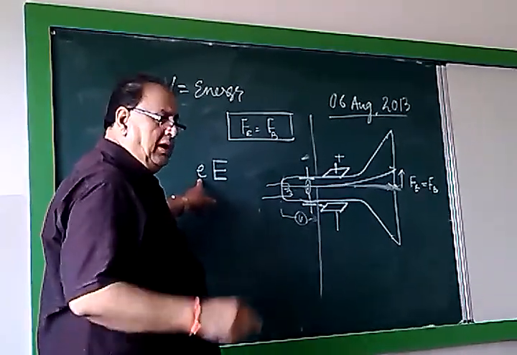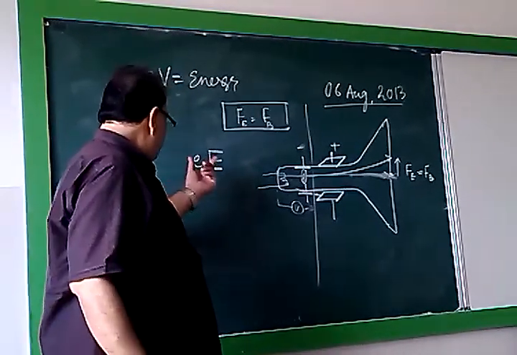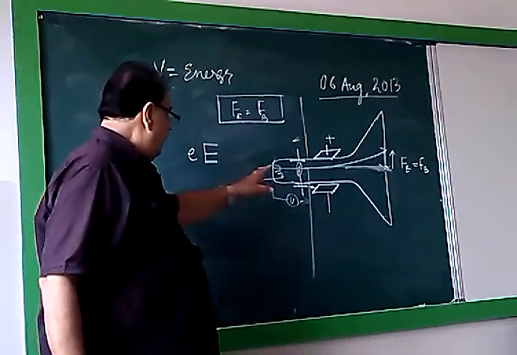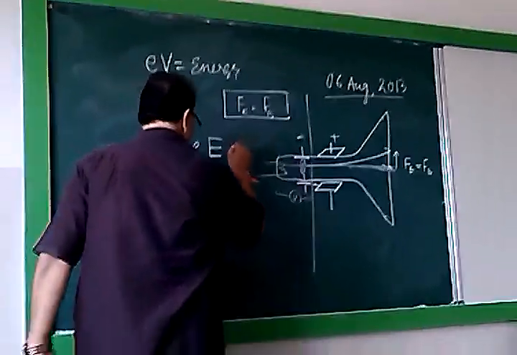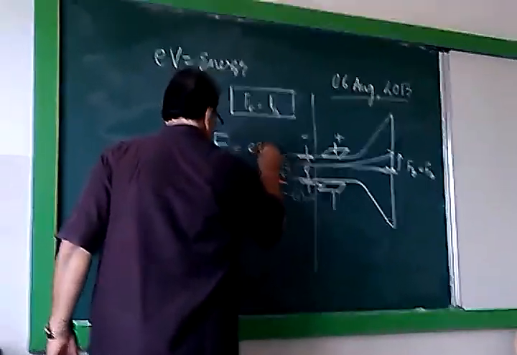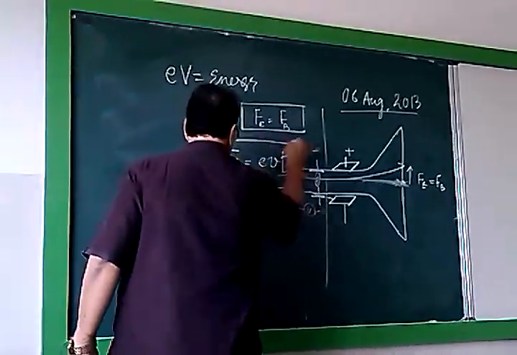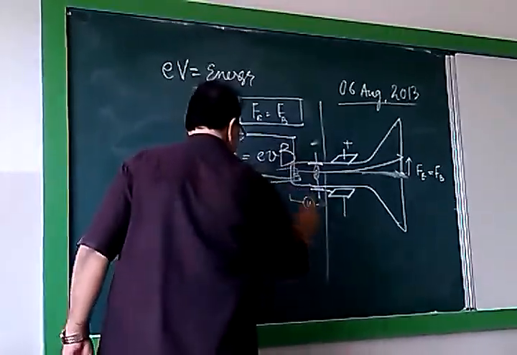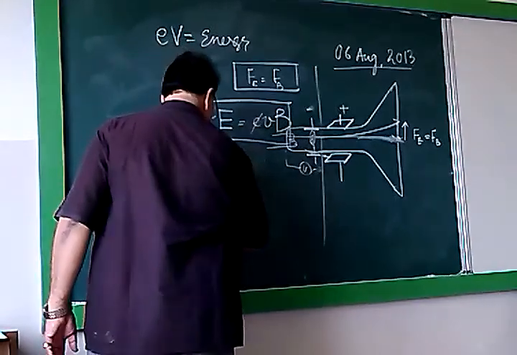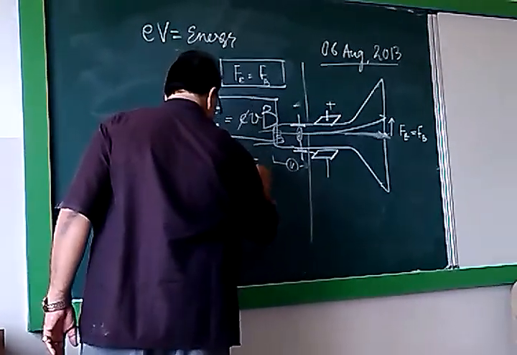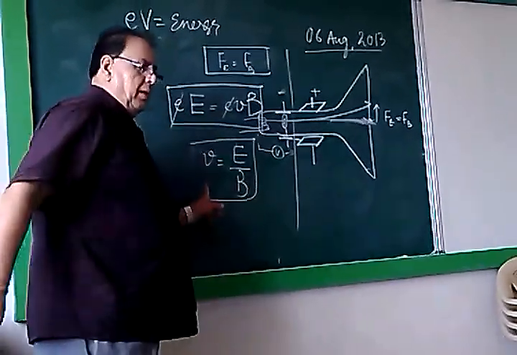So e is 1.6 into 10 to the power minus 19 coulombs. So how much force will act? This is the force due to the electric field which pushes it up, and this is exactly equal to Bev. So eE equals eBv. From here you can see e and e cancel, so velocity is equal to E by B. This is for numericals. Simple.